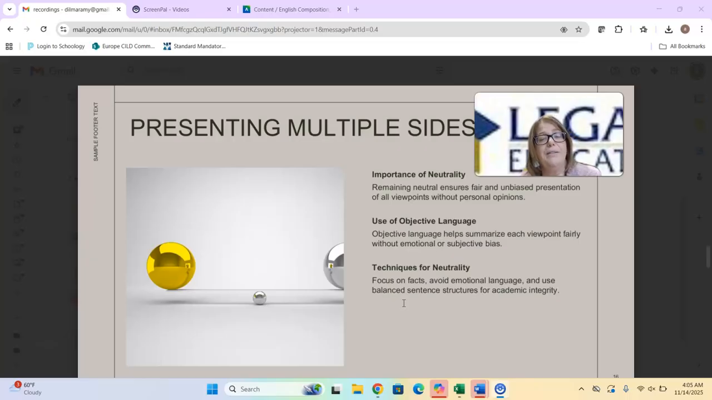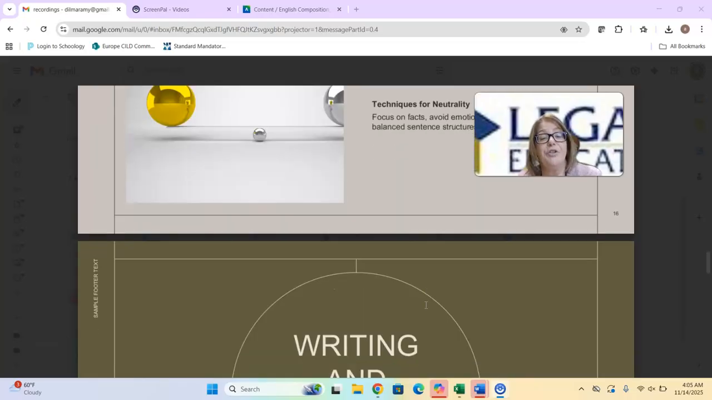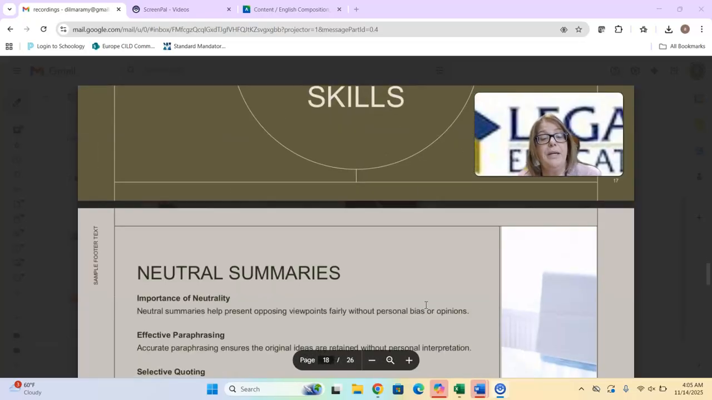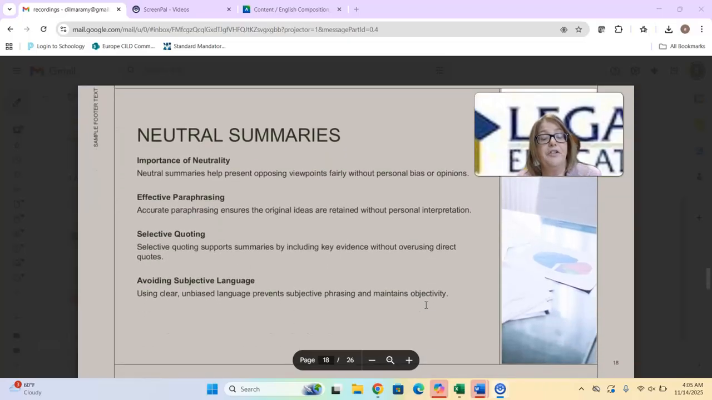So the importance of being able to be neutral and understand that language is not just, again, in the writing of that, but also you as a receiver of information. So you can kind of filter that information out. And this just goes into those neutral summaries. I'll give you a minute to read the benefits here of neutral summaries.